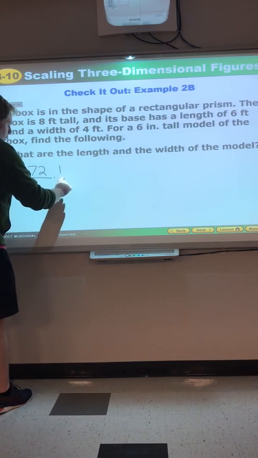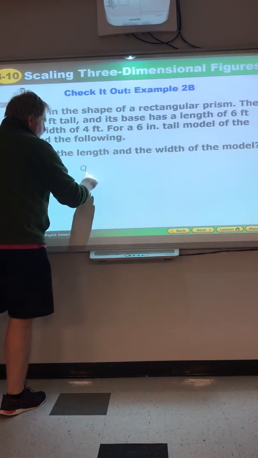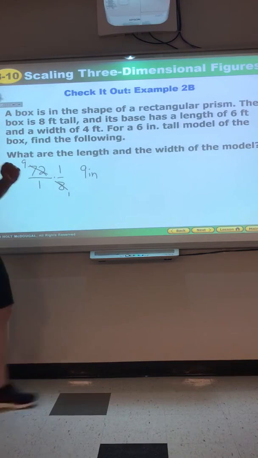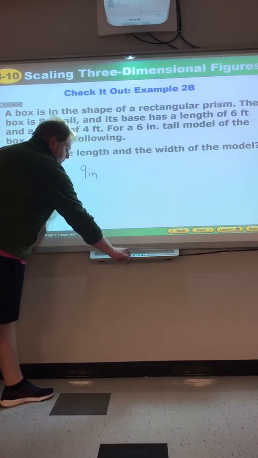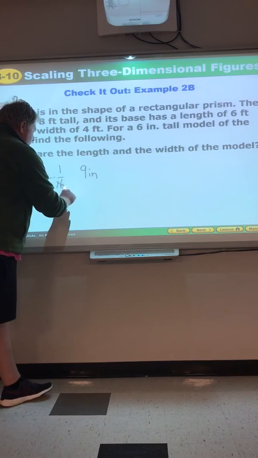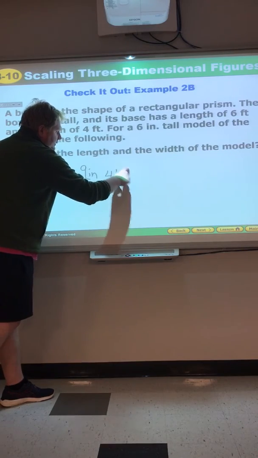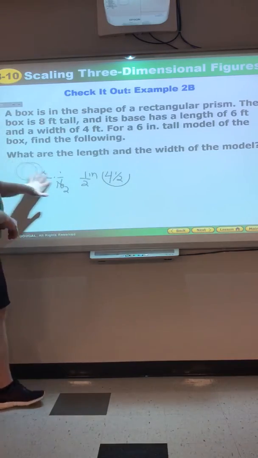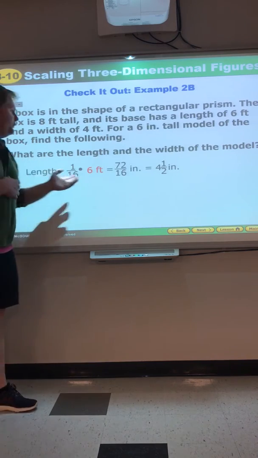72 times 1/8. I'm going to reduce. That's 9. That's 1. It's going to be 9 inches is my bet. Do you see? Oh, we weren't supposed to do 1/8. We were supposed to do 1/16. My apologies. So this one then becomes 2, 9/2, or 4.5. There's my estimate for what the answer is. Let's see if I was right or wrong. All right, they do get 4.5.